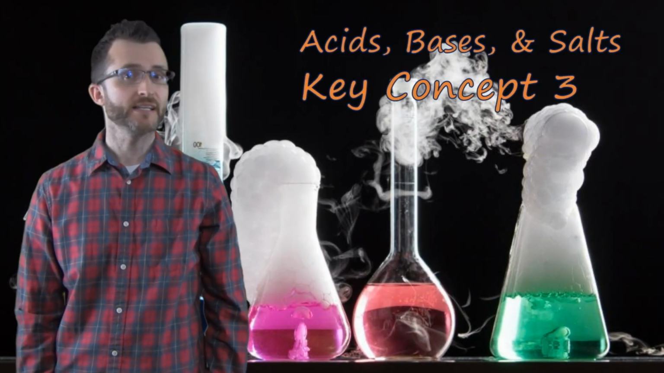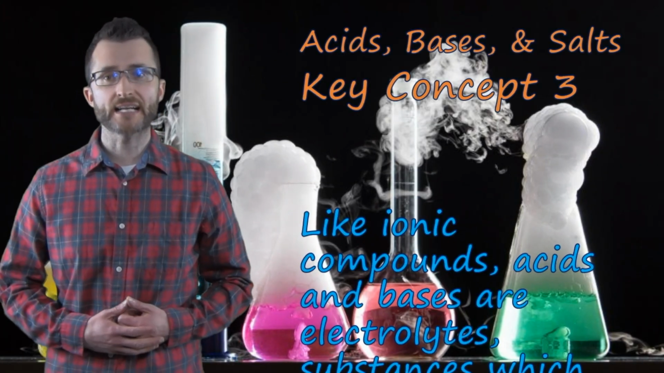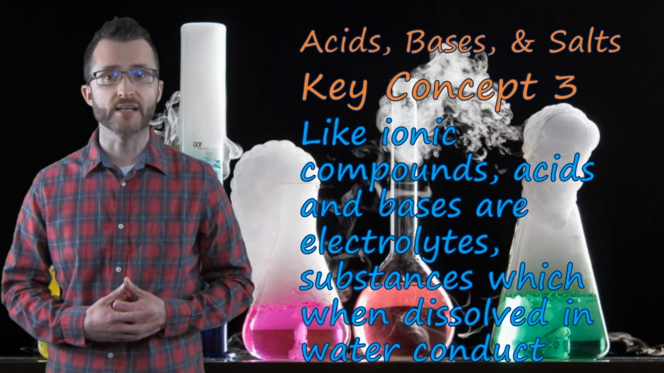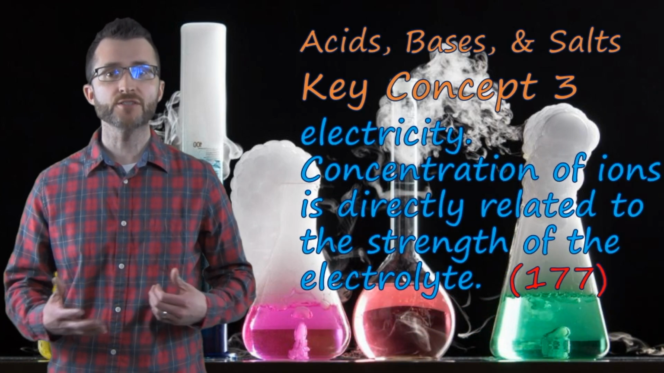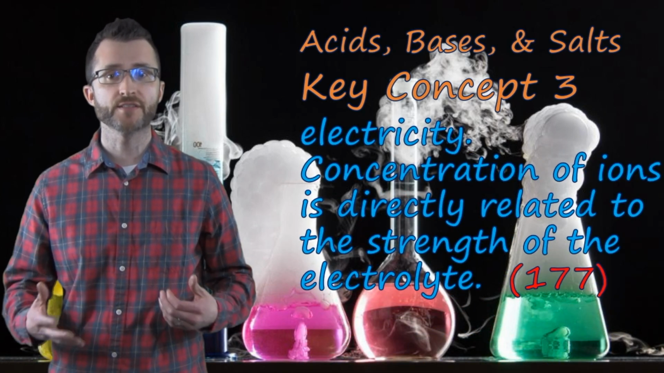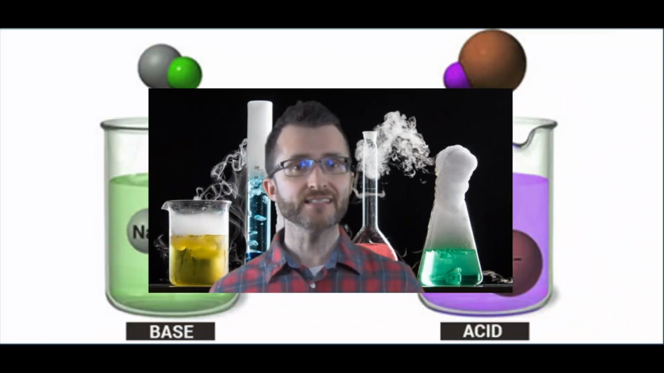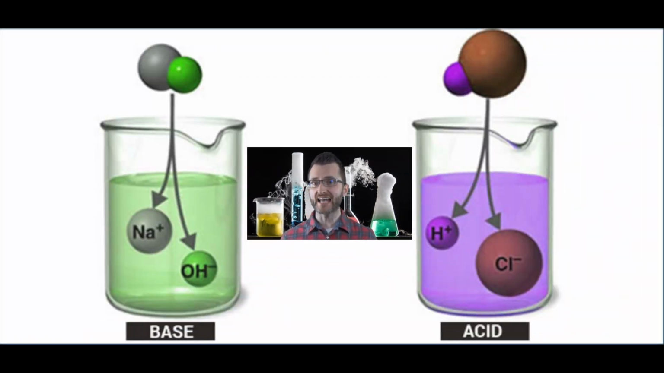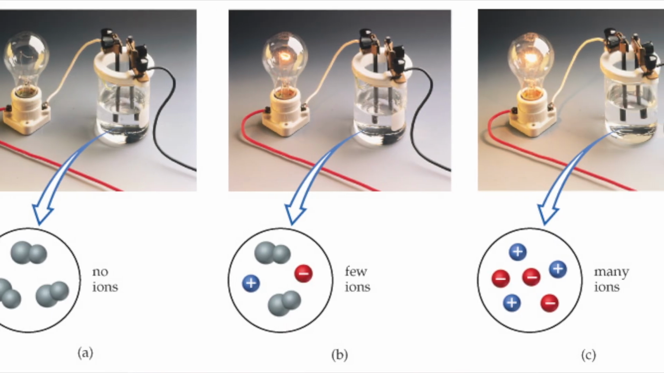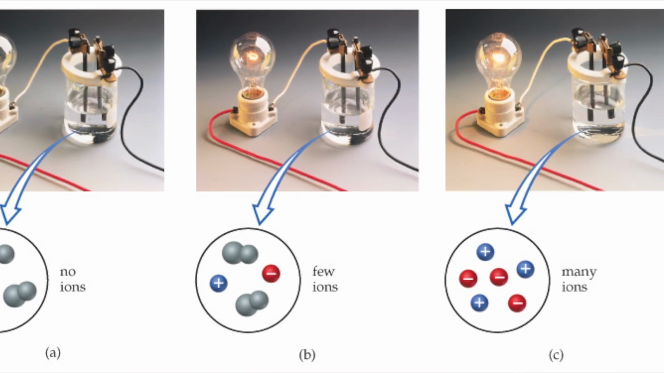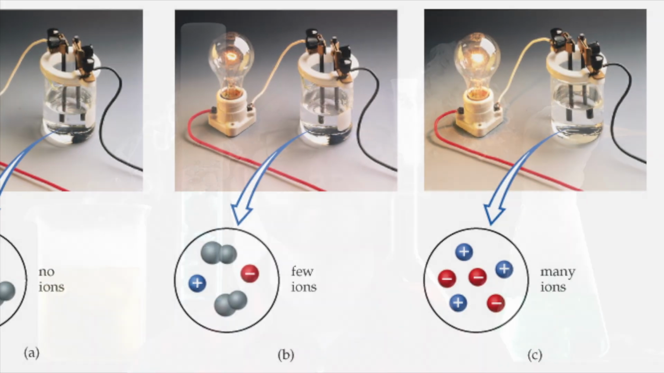Acids, bases, and salts, key concept 3. Like ionic compounds, acids and bases are electrolytes, substances which, when dissolved in water, conduct electricity. Concentration of ions is directly related to the strength of the electrolyte. Acids and bases both dissociate into ions. This is what makes them electrolytes. They have the ability to conduct electricity because of those freely moving ions. If we look at our example, we see that the light bulb is glowing the brightest in the solution that has the greatest concentration of ions in solution.